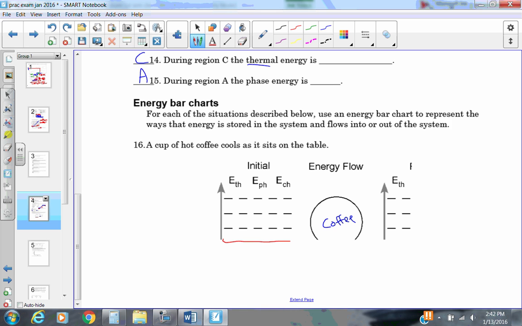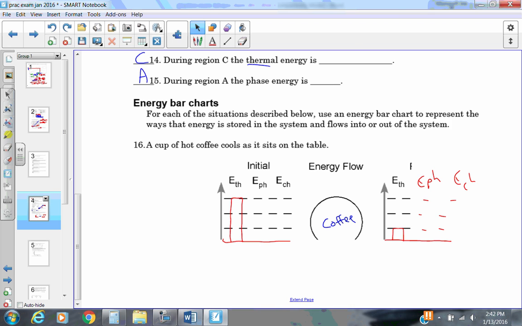I'm going to give it 1, 2, 3 bars. But if you only went 2 or if you went to 4, that's okay. But it cools off as it sits on the table. So later on, I've got to finish drawing this in. Later on, at the end, it is not going to be as hot, so I'm going to say that it came down to this level.